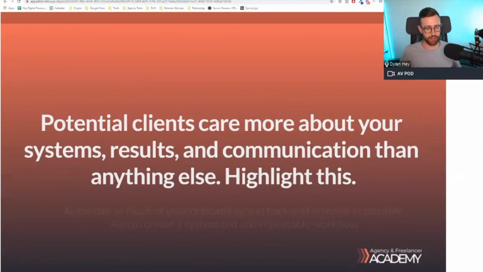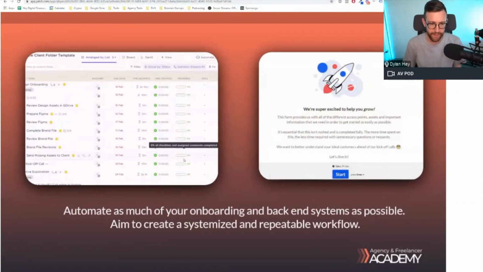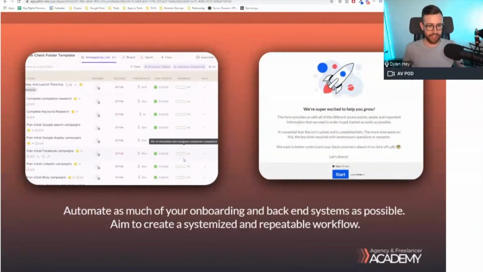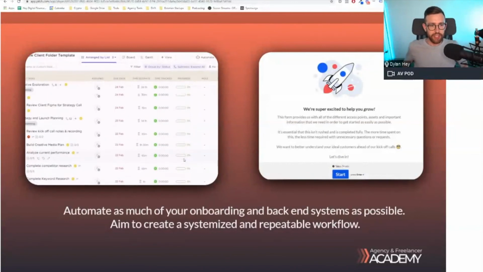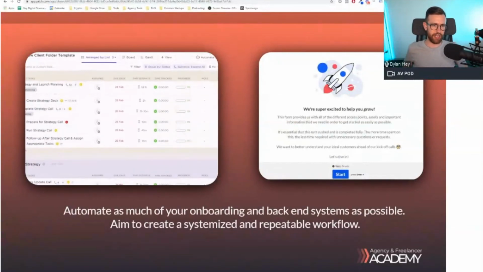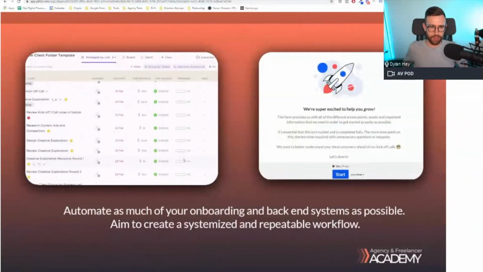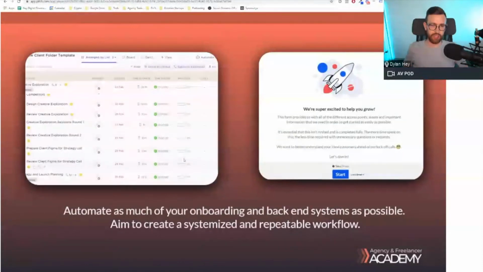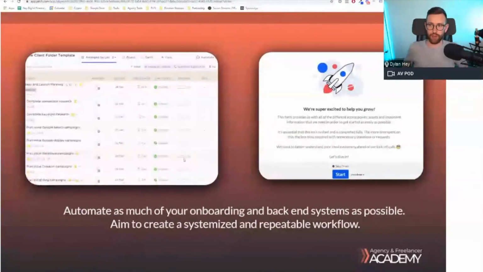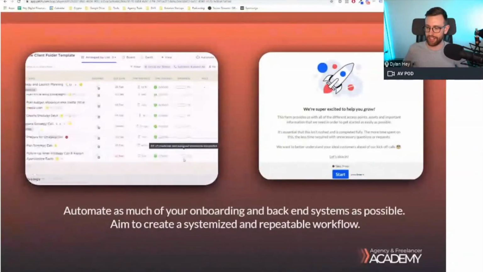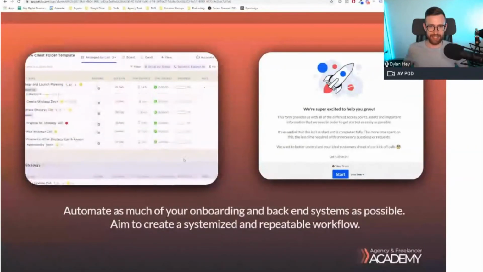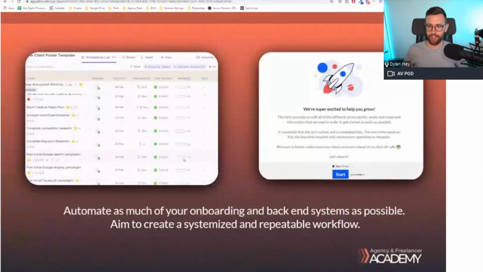And then something else I've learned, and I shared this in our last webinar, is you should automate and systemize as much of your onboarding and back-end systems as possible. If these screenshots don't make any sense, I would recommend you go check out the last webinar where I talked about onboarding systems. But this is super important. It will help your clients stay with you for longer, and it will also help you deliver better. This is part of your value add. If the onboarding experience is absolutely amazing for your clients, then it will be great for you.